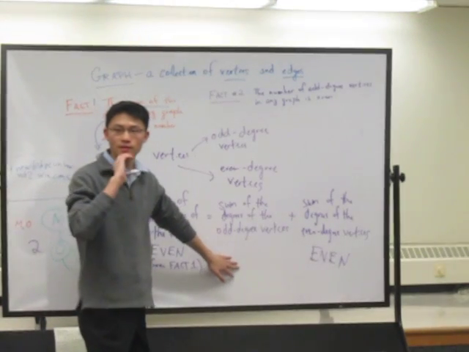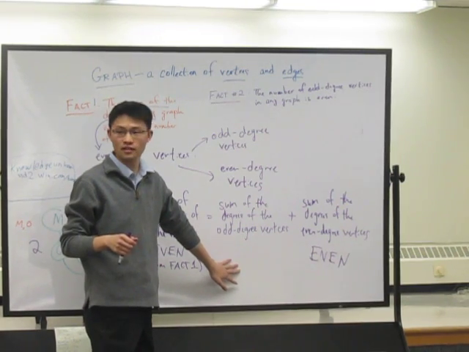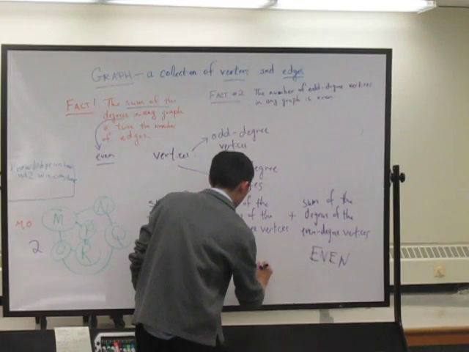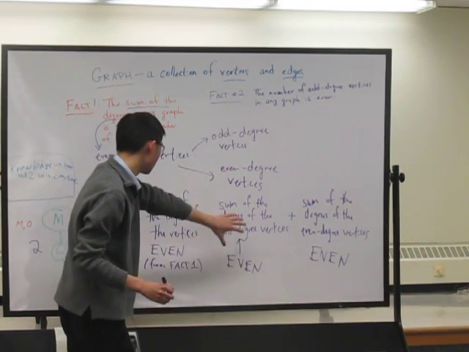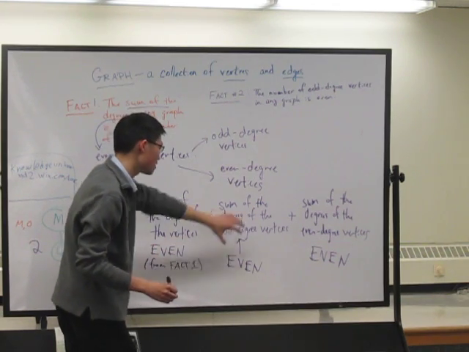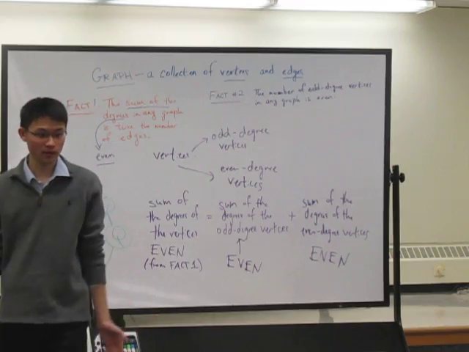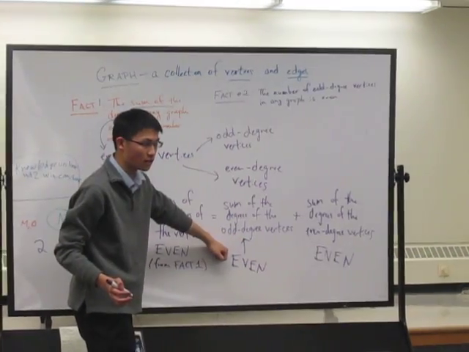Does anyone want me to repeat why that's the case? Or do you get it? So this has to be even because you can think of it as, let's say this was some variable x, and you were solving for x. To solve for x, you would take this even number and subtract that even number. You would have to be left with an even number. All right, so the sum of degrees of the odd degree vertices is even.